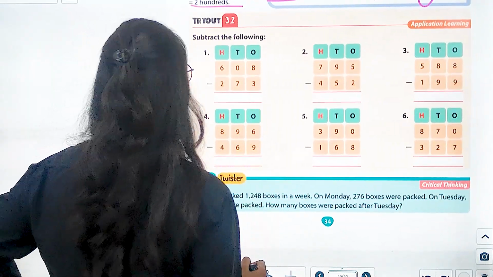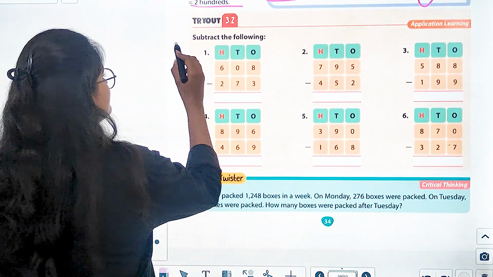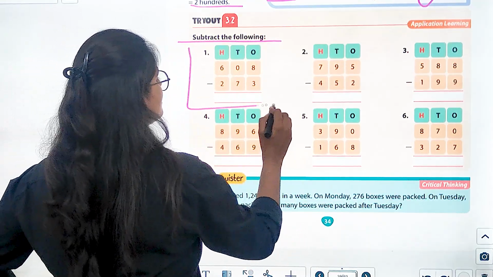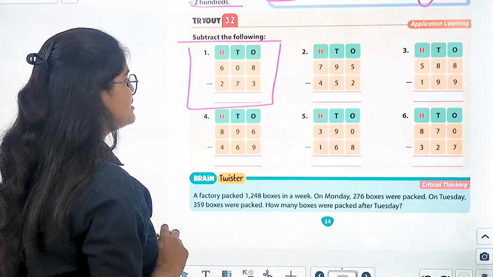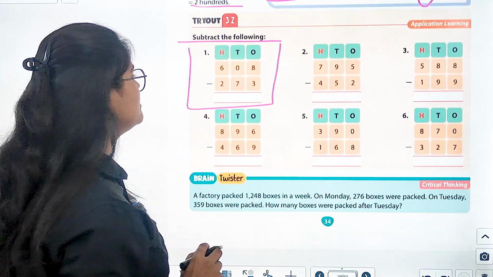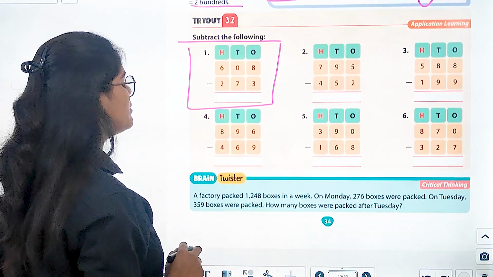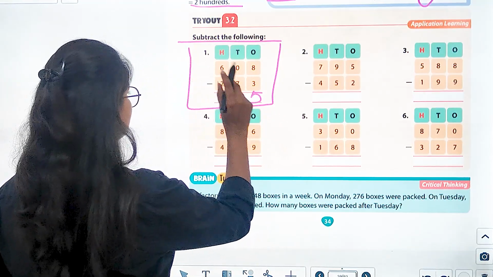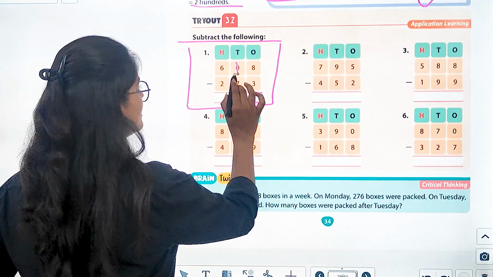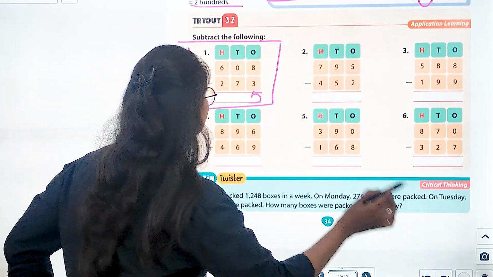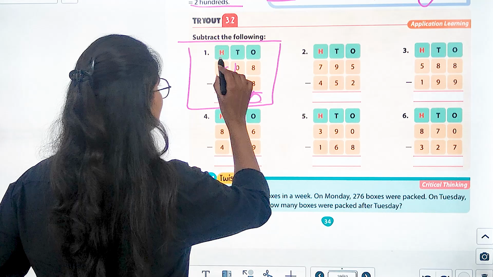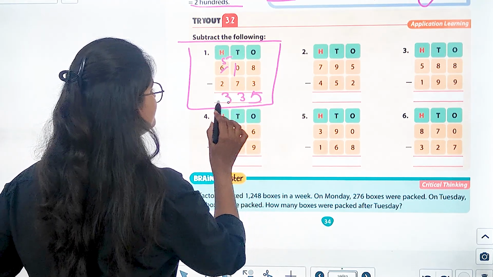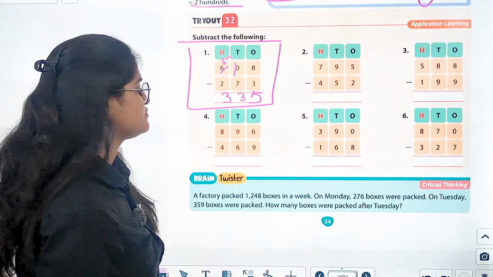Now we have the exercise which says subtract the following. The numbers are already arranged in the columns. So 8 minus 3 is 5. Then 0 minus 7. We can't subtract 7 from 0, so let's take one carry over here. So it becomes 10, and then it is 5. 10 minus 7 is 3 and 5 minus 2 is 3. Clear?